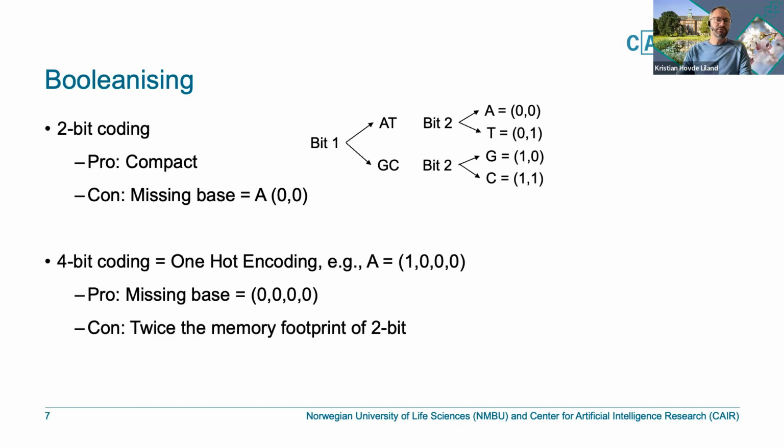We could also do this with a 4-bit encoding, where we use just simple one-hot encoding, saying that an A is 1, 0, 0, 0, B is 0, 1, 0, 0, and so on. And the good thing here is that having a missing base is no problem, because it will have its own code. The problem is memory-wise, because we get to double the footprint, and of course it takes more time to process.